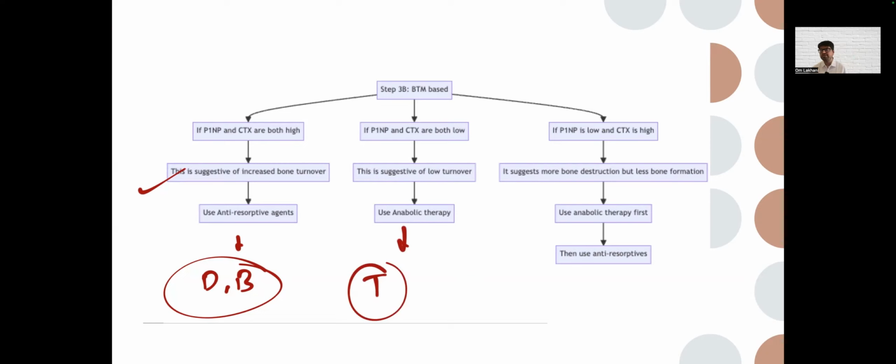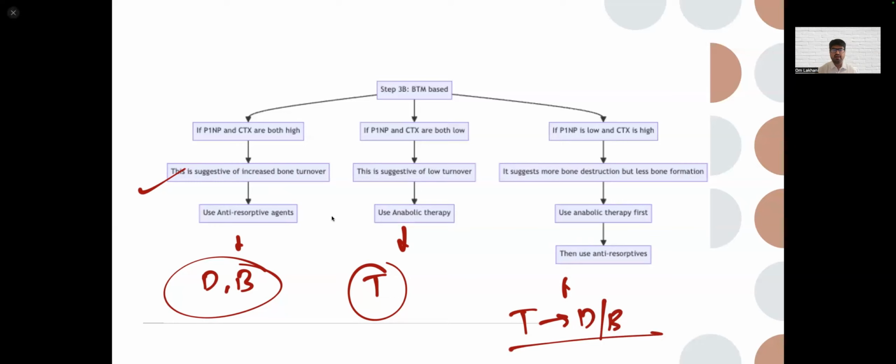And if the P1NP is low and CTX is high, that means the bone breakdown is high, but bone formation is less. Again, this suggests more destruction than formation. In this case also, it is better to use anabolic therapy first, that is, use teriparatide first, and then you can switch to anti-resorptive therapy. So this is a case where you use teriparatide followed by denosumab or a bisphosphonate. This is how you can consider treating a patient based on the bone turnover marker based assessment.